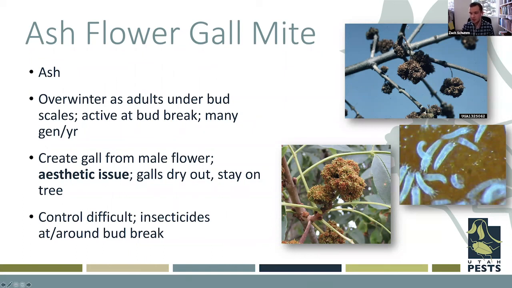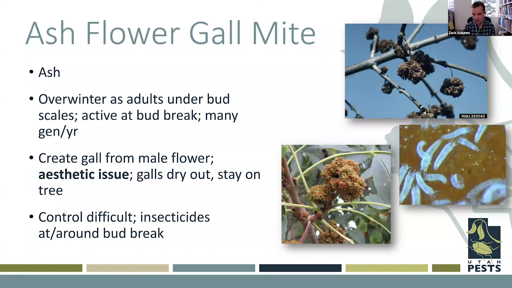We see some photos here. These are very, very tiny insects. Sometimes they're hard to pick out with the naked eye, and you often need some sort of magnification. They're essentially going to create a gall from the male flower. And then again, these do not really cause health issues with the plant. It tends to be aesthetic.